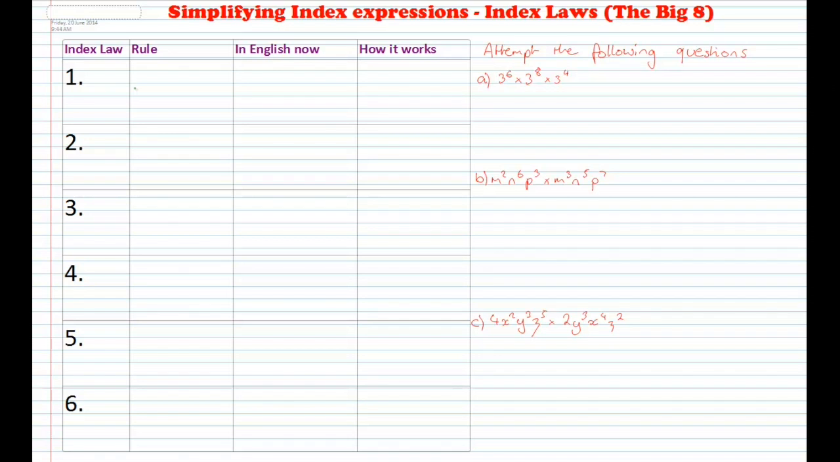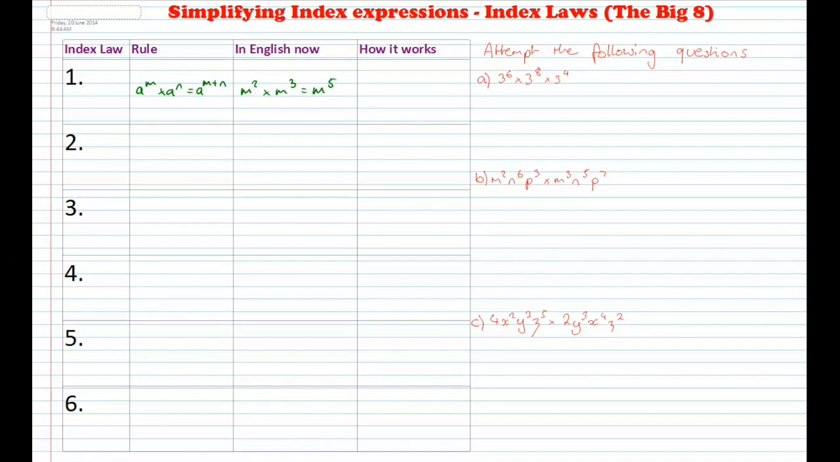Alright, so the very first index law states that if you have m to the power of a times m to the power of n, this is equal to m to the power of a plus n. Now in English what this basically means is if you have m squared times m to the power of 3, this will be equal to m to the power of 5.